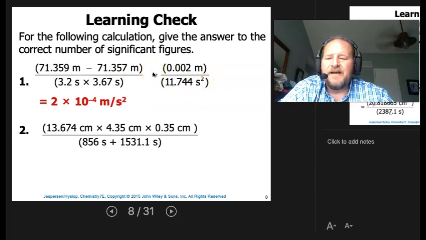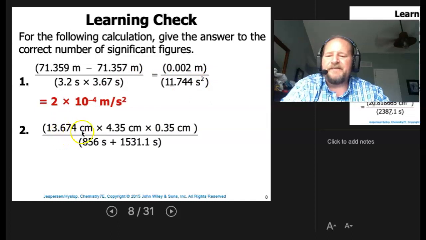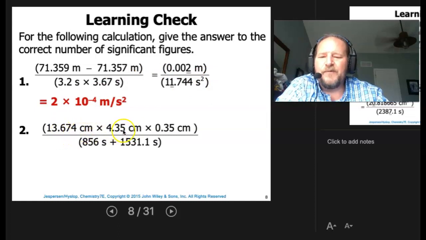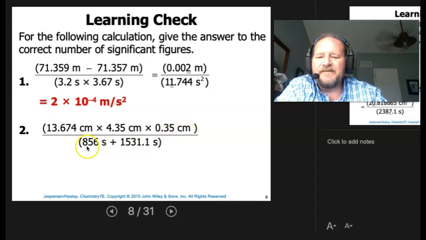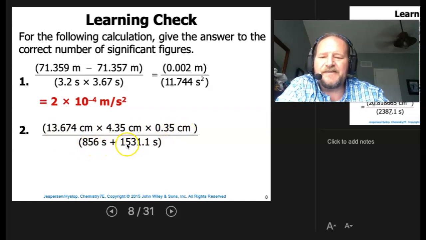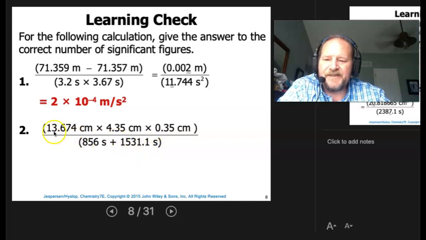All right. How about 13.674 times 4.35 times 0.35 divided by 856 plus 1531.1. So again, we'll take 13.67, we have 5, 3, and 2. So when we multiply this out, we get to keep 2 sig figs. Here we're doing addition. So here we have both of them in the seconds, and we have 0 decimal places. Here we have 1 decimal place. So our answer is going to give us 0 decimal places.